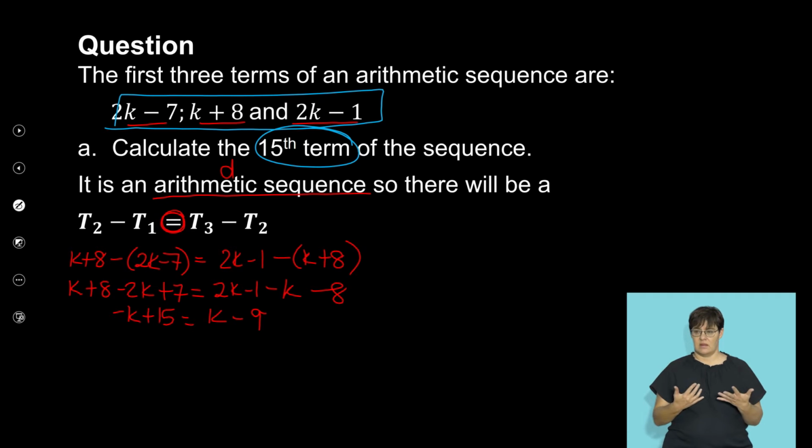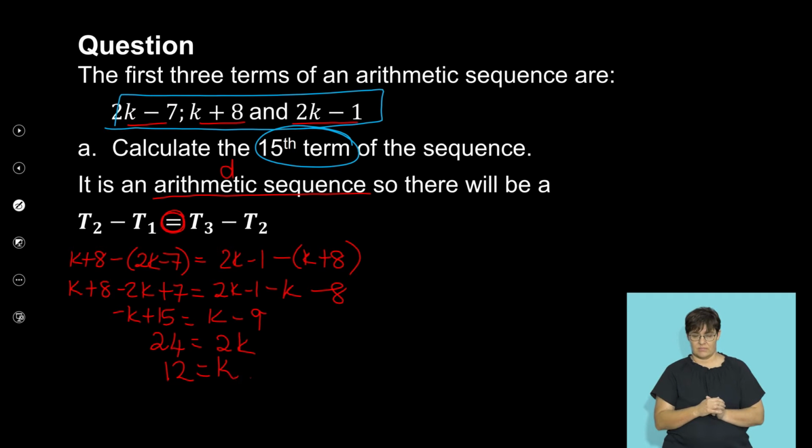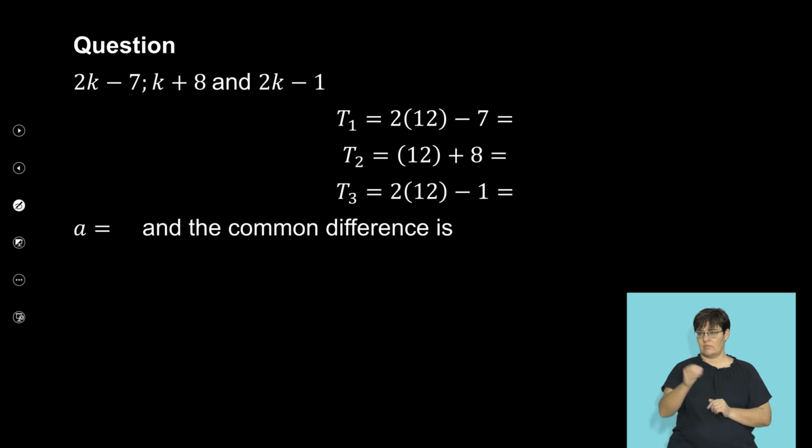Great. And then if I take my 9 across to the left-hand side, I'm going to have 24 is equal to 2k. And this means that 12 is the value of k. Great, so now that I know what k is, I can substitute that into my first 3 terms to actually find the values of them.